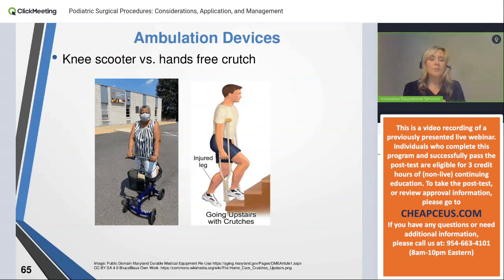I do want to finish up by looking at that lovely knee scooter that we see all of our patients using.